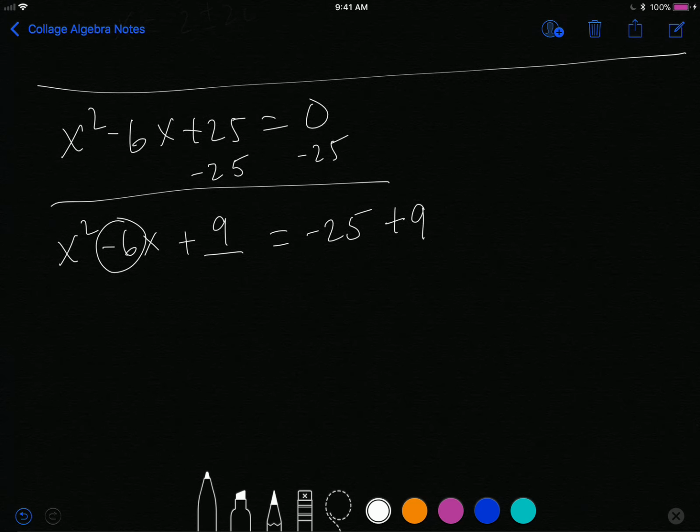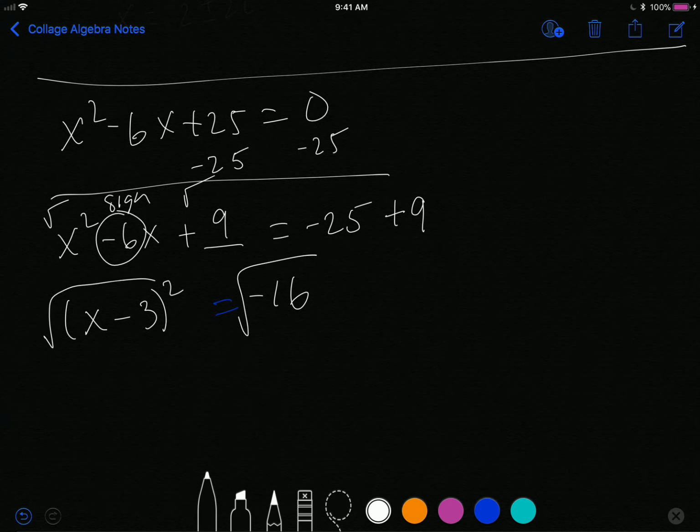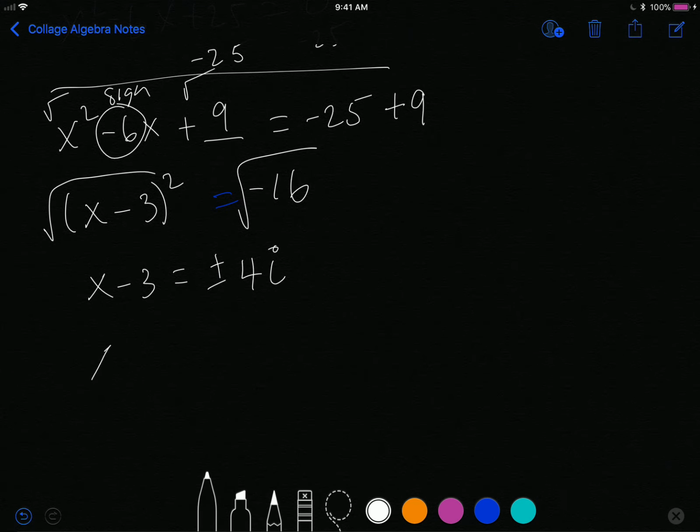The perfect square trinomial we have right here factors into x minus 3 squared. Remember, you take the square root, then the plus or minus sign, then the square root, and the other side is negative 16. And from here, this is just like the previous example: square root, and go home happy. Radical, radical, and so x minus 3 is plus or minus 4i, and then I add 3 to both sides. And so I get x is equal to 3 plus or minus 4i. Again, another complex conjugate pair.